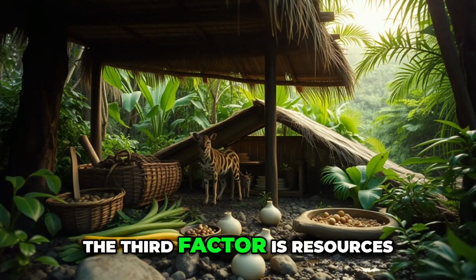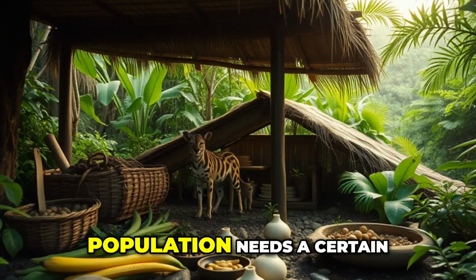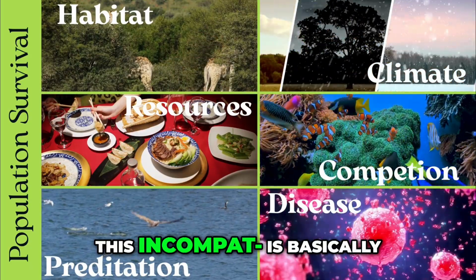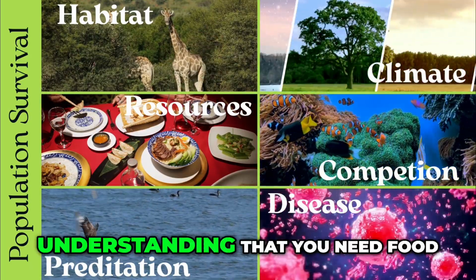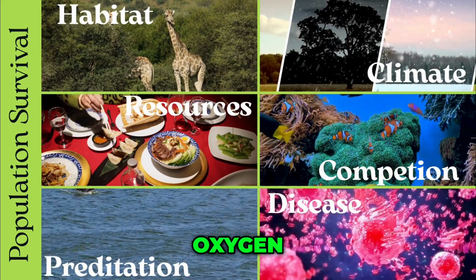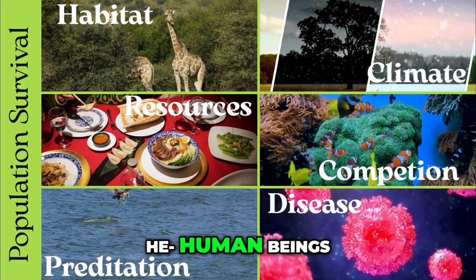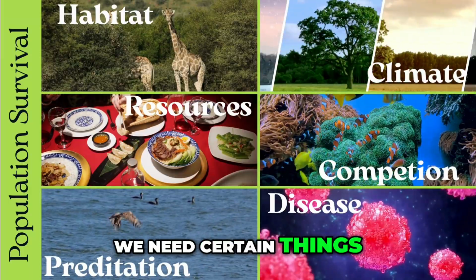The third factor is resources. A population needs certain specific resources. This is basically grounded in understanding that you need food, water, oxygen, and shelter to survive and reproduce. Think about us as human beings. We need certain things to survive.